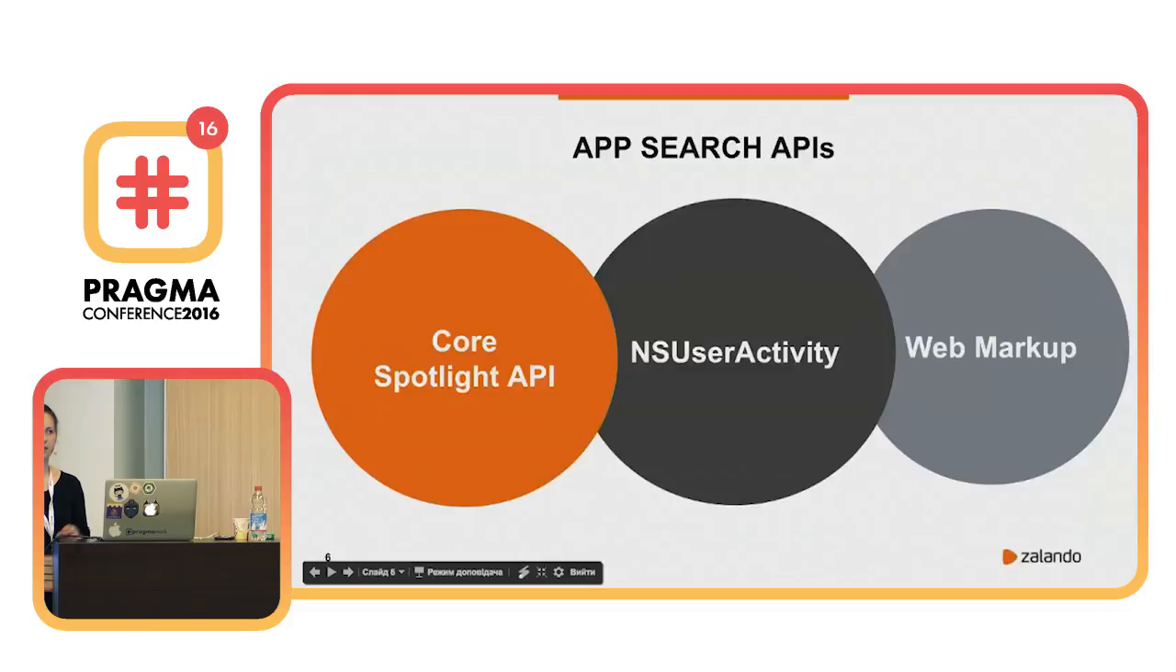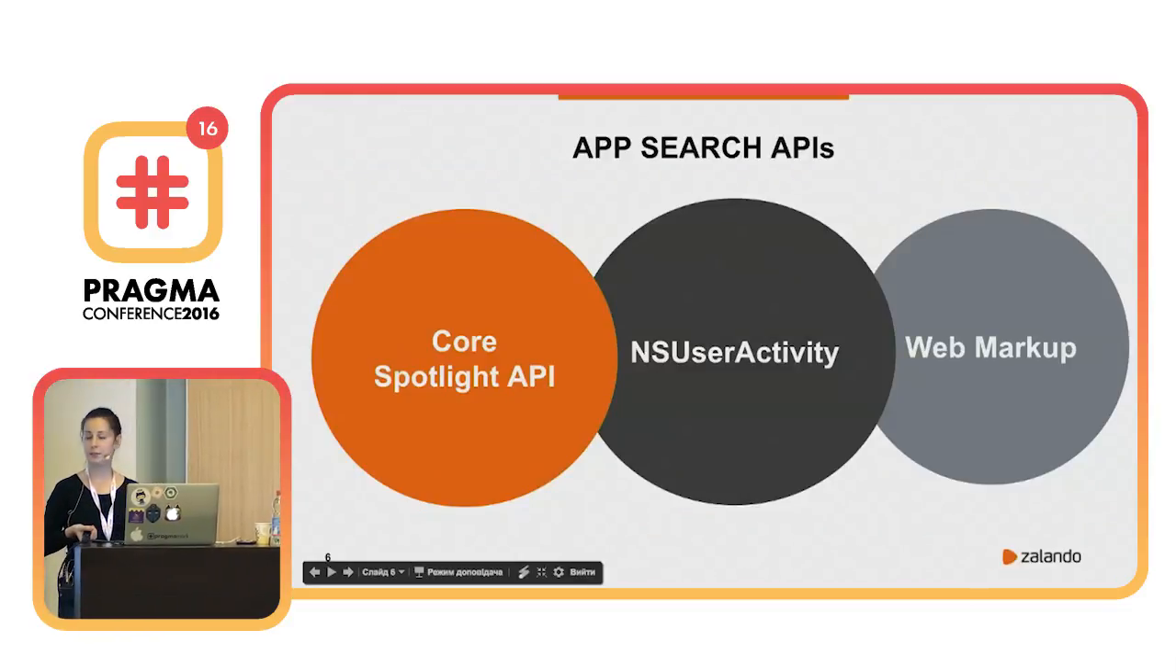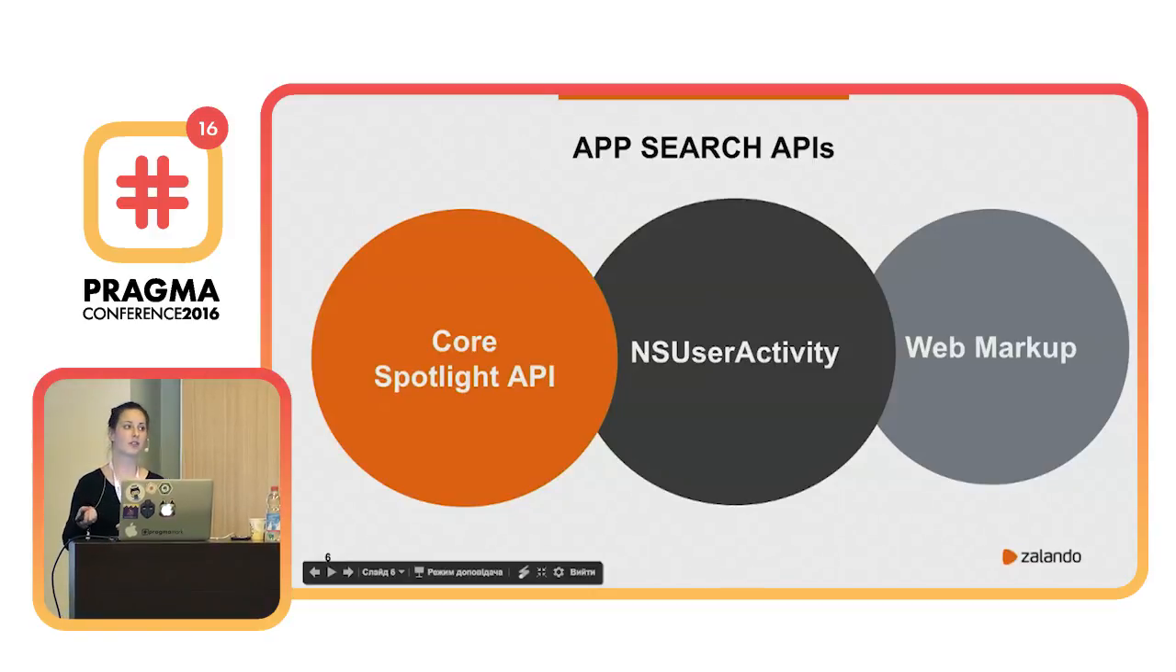So, what's actually app search technically? Technically, app search consists of 3 APIs. First, it's the Core Spotlight API. Second one is the NSUserActivity API. And the third is Web Markup. So let's dive into each one by one.